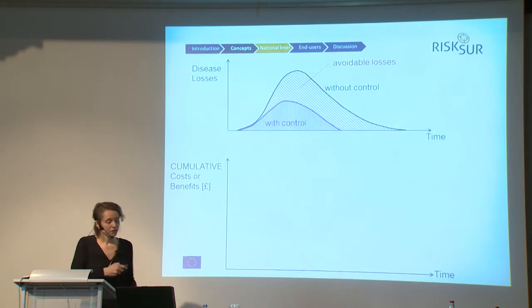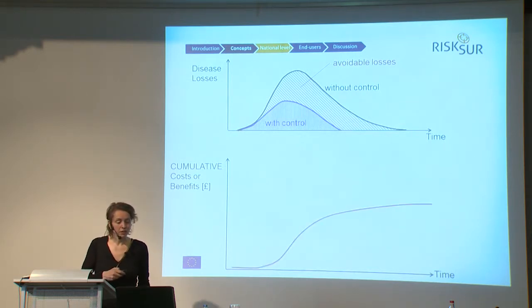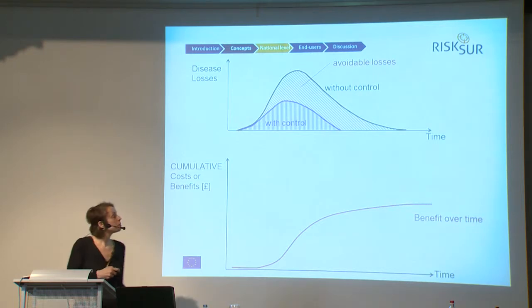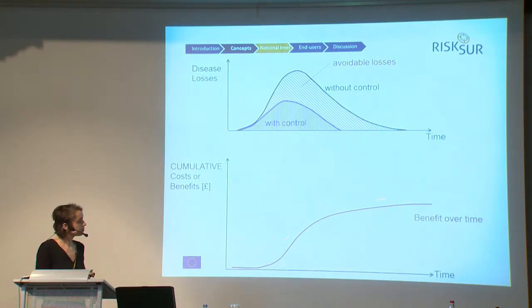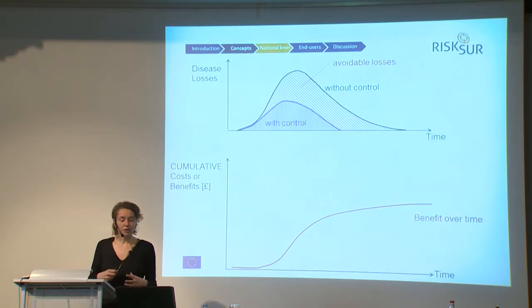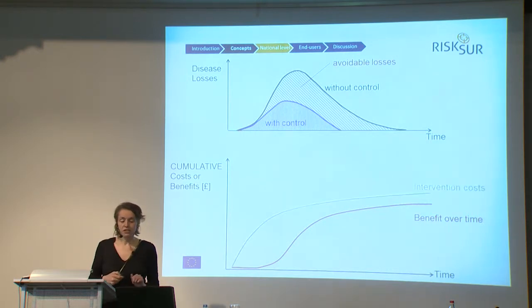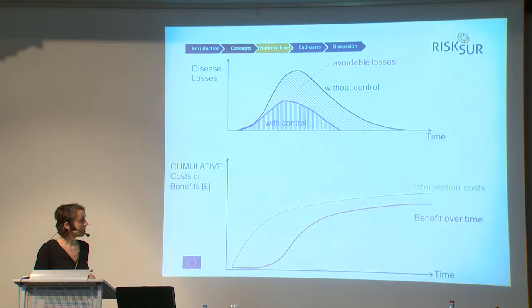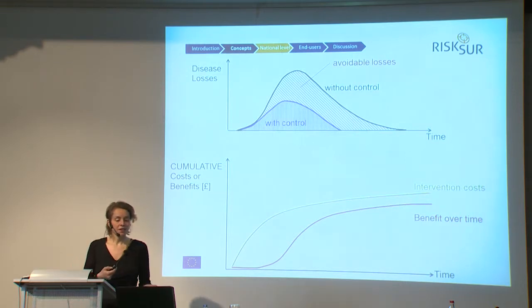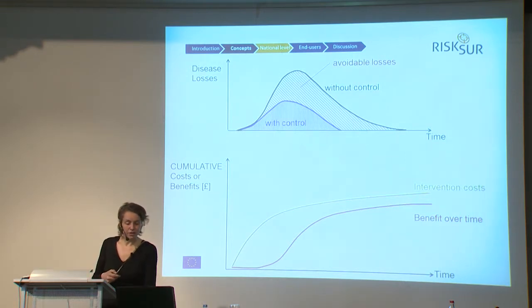If we plot this area in a different way, as a cumulative benefit over time, then we can think about what resources we need to achieve this benefit. And here it's just a hypothetical example. Our intervention costs over time, again cumulative, may be higher than the benefit, so that would not be a cost-effective way of controlling this disease.